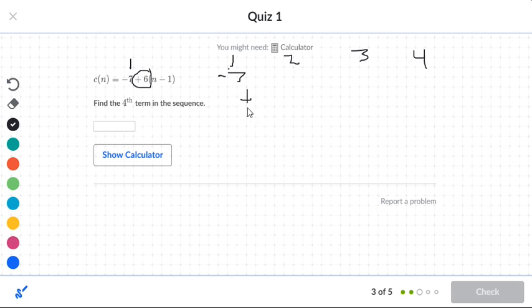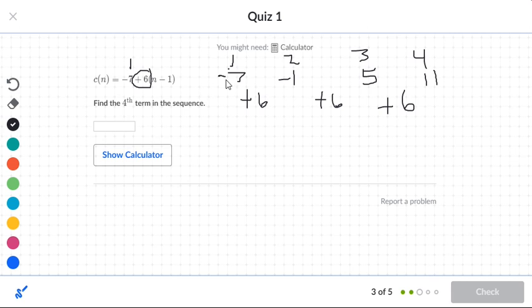So we're going to add 6. So negative 7 plus 6 is a negative 1. Negative 1 plus 6, remember we're going to move 1 away from the 6. It now becomes a positive 5. Now we're going to add 6 to the 5, so 6 to the 5 is 11.